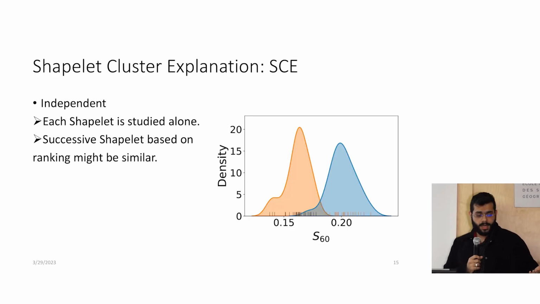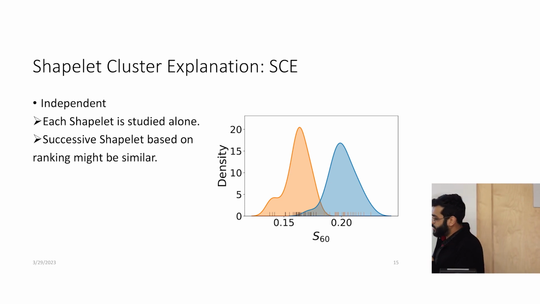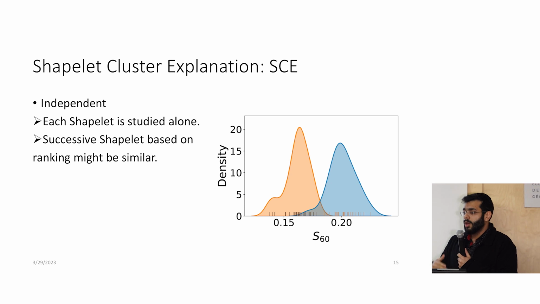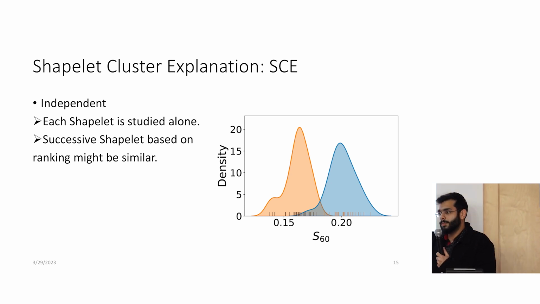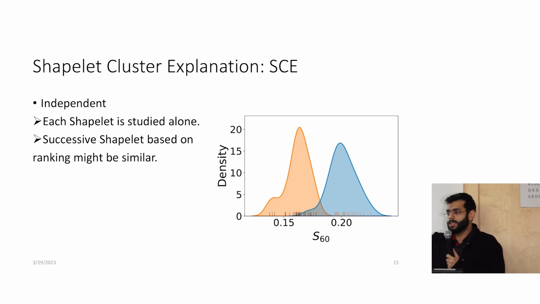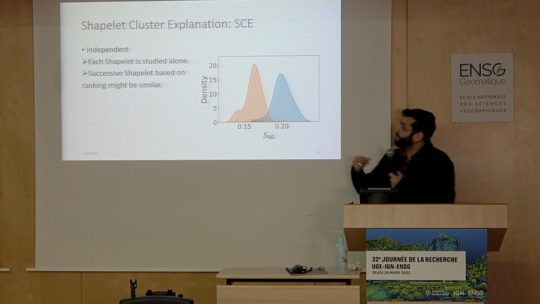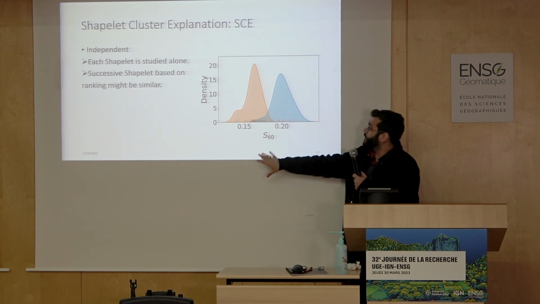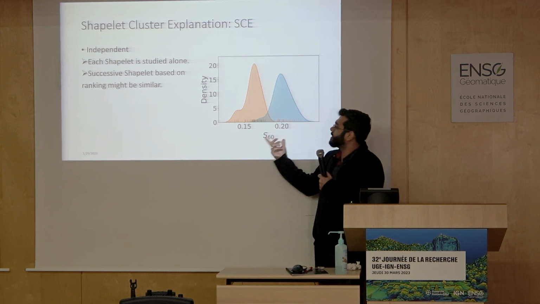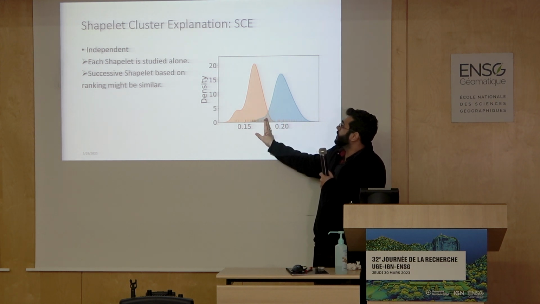So the first approach is the independent, where we deal with each shapelet learned independently. In the process, we are learning like 100 shapelets. So we need to rank these shapelets from the most informative to the least informative for a specific split in the time series. Here we have, for example, shapelet 60, where it splits the data points almost good enough.